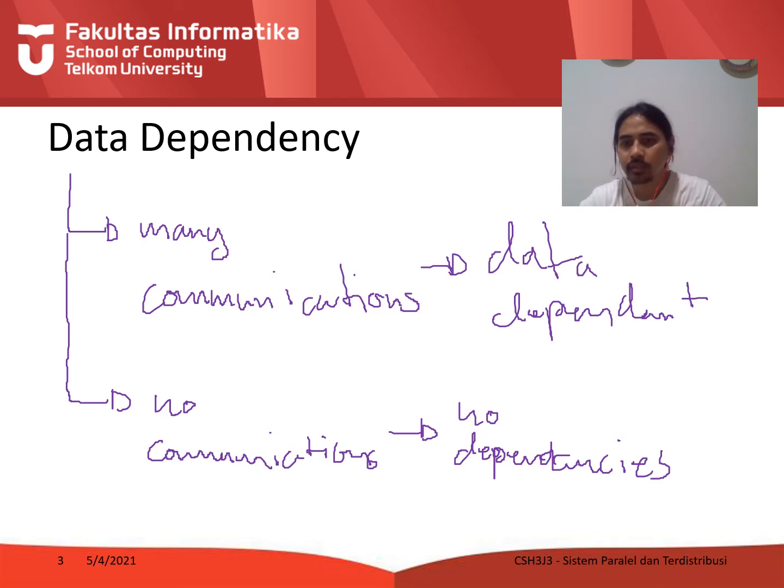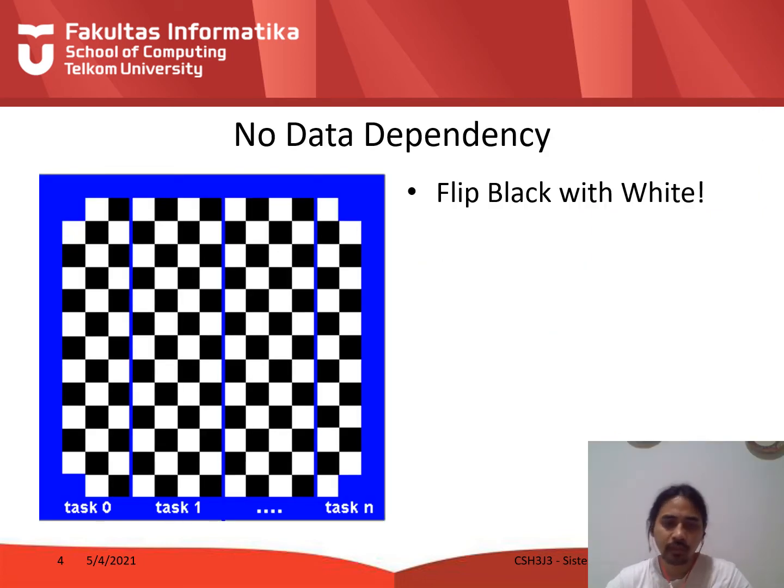So for example, here we have an image, a black and white checker flag, and the task is to flip the black with the white and the white with the black, and we divide the picture into several tasks. For example, task 0, task 1, and task n. So if task 0 wants to flip white with black, does it need to communicate with task 1? I don't think so. It just needs to convert black to white and white to black. So this is an example of no data dependency.